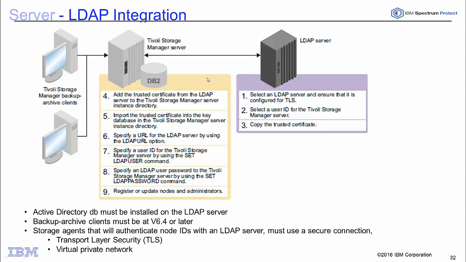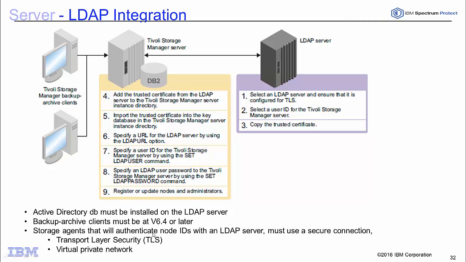There's basically 9 steps to doing LDAP integration, and we're going to walk through some of the highlights and things you need to consider when doing this. Before you start, you do have to have Active Directory database installed on an LDAP server, and your backup and archive clients for Spectrum Protect must be at least at version 6.4 or later.